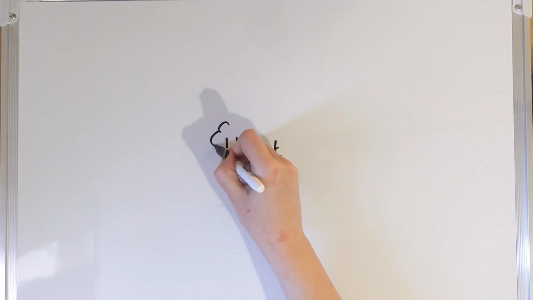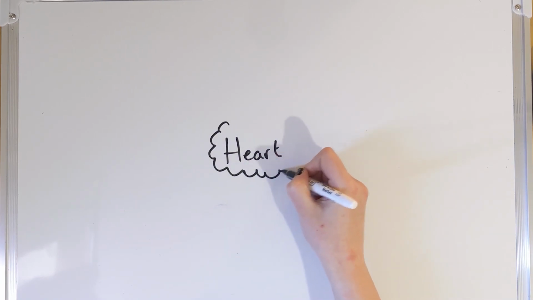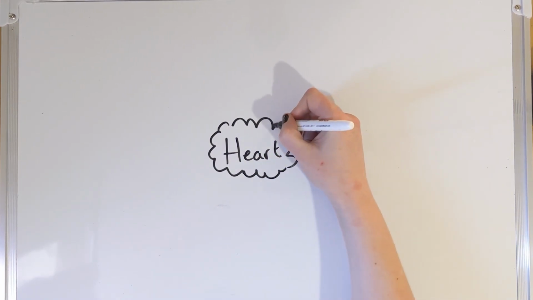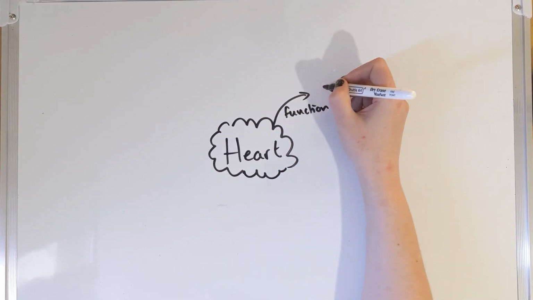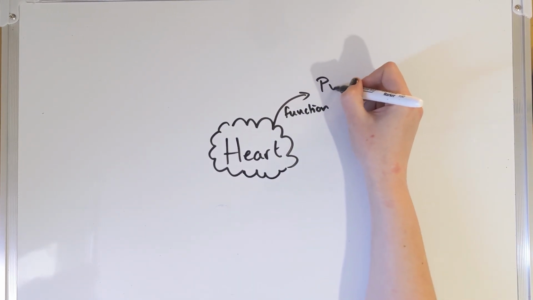Okay, best way to set this out is probably a mind map. So the heart is an organ inside your body, and its main job, or its function, if we're going to be technical, is to pump blood around your body.